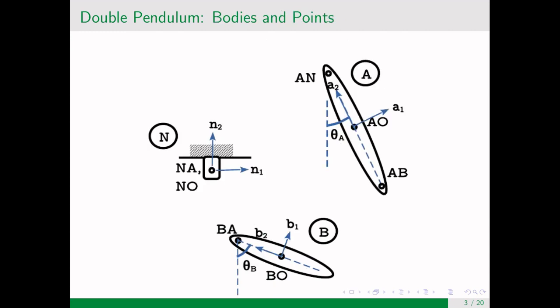So there are three bodies, N, A, and B, and the number of points is 1, 2, 3, 4, 5, 6, 7 points: NA, NB, AN, AO, AB, BA, and BO. NO, AO, BO, as before, are all centers of mass, and the body fixed coordinate systems are as shown in the figure. Okay. So theta A and theta B are the two generalized coordinates, or 2 degrees of freedom of the system. Okay.